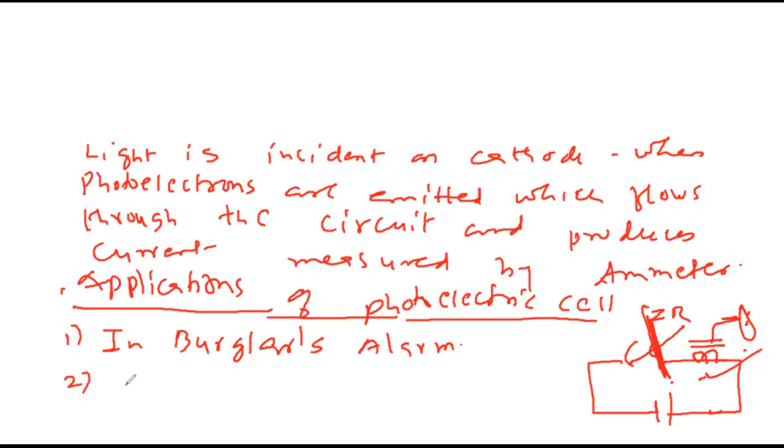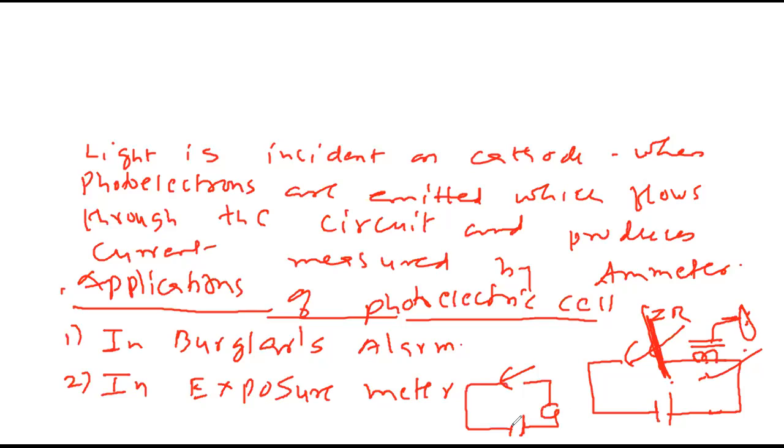Second, in exposure meter. Exposure meter is a device which consists of a photocell and a milliammeter, which is calibrated in time. To find the correct time for which the body to be photographed must be exposed to light, we take this photocell and place it in front of light.